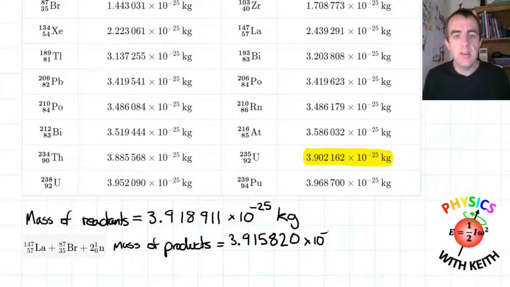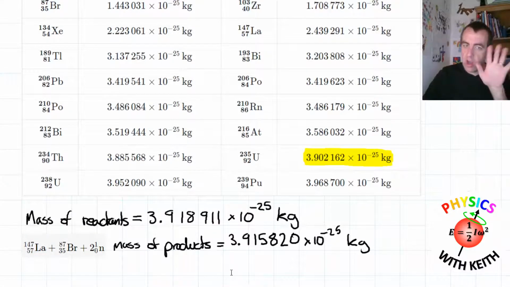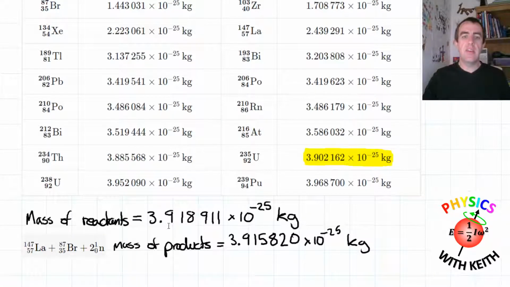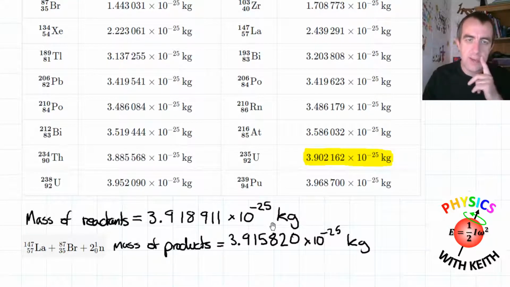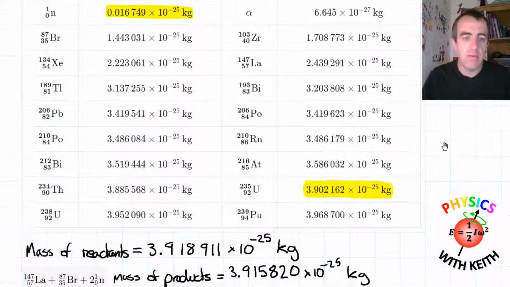times 10 to the negative 25 kilograms. So you'll notice the two numbers are slightly different. Some mass has vanished. The mass of the reactants was more than the mass of the products. Not a lot. Remember, we're not on the second or third significant figure here. We're all the way down on the fourth and fifth significant figure that we notice a difference, which is why we have to keep those extra significant figures. That's why all these numbers are given to so many significant figures.